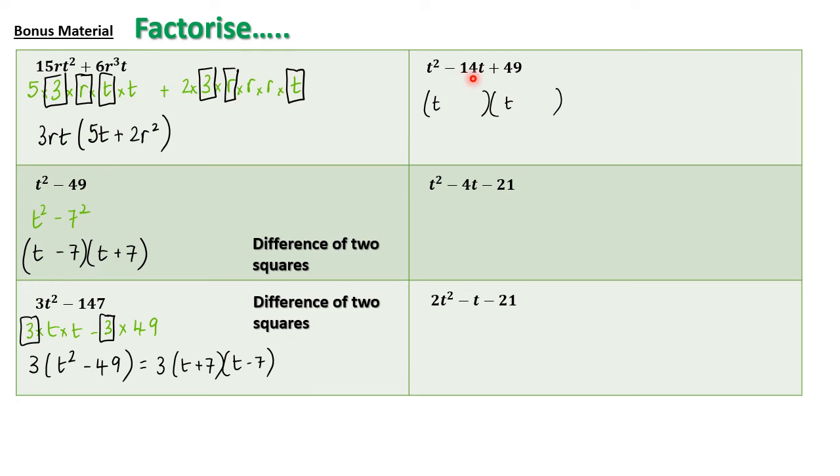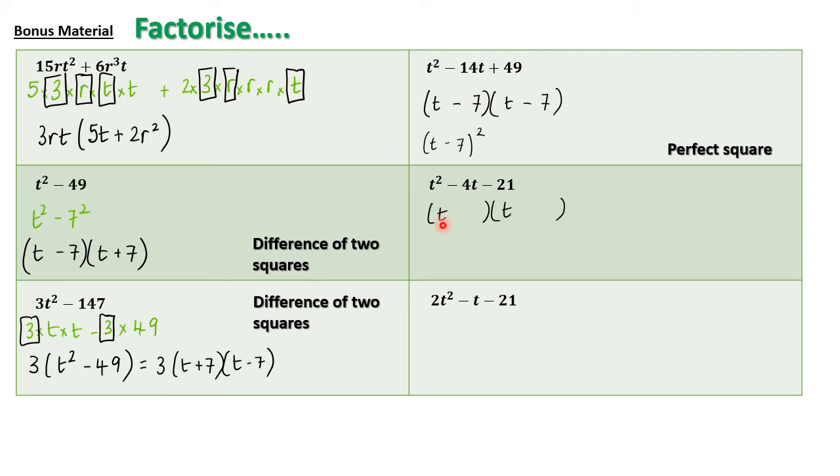And I also need to get minus 14t. So if I had minus 7 and minus 7, and I expanded that, either just go to one side and do it, or do it in my head, I know that's going to give me minus 7t and another minus 7t, minus 14t. And in this case, because both brackets are the same, I could write it as t minus 7 squared, and that is what we call a perfect square.